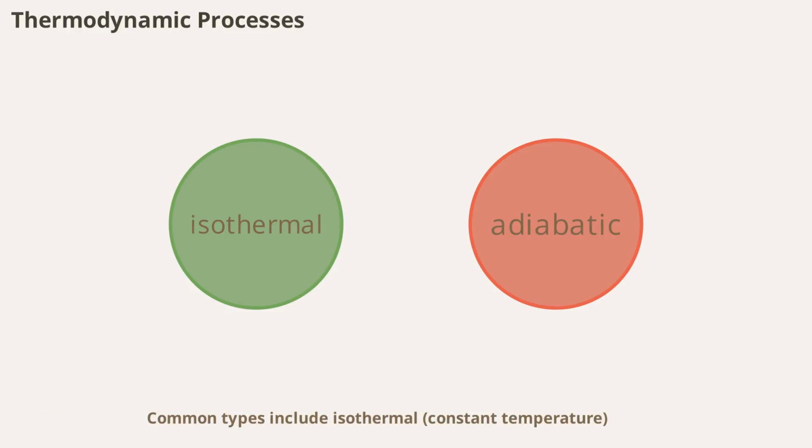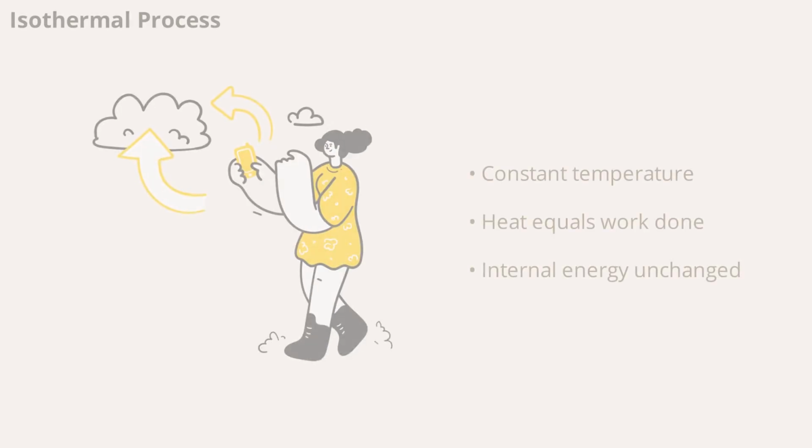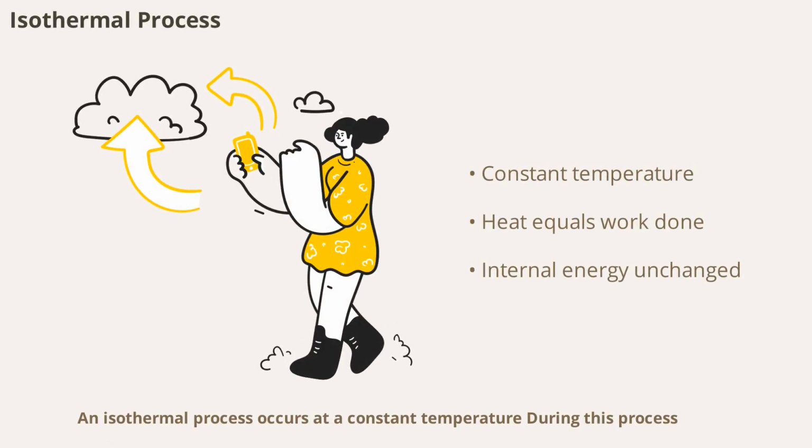Common types include isothermal (constant temperature), adiabatic (no heat exchange), isobaric (constant pressure), and isochoric (constant volume) processes. Each process has unique characteristics and equations, making them essential for analyzing real-world systems. An isothermal process occurs at a constant temperature. During this process, any heat added to the system is used to do work, and the internal energy remains unchanged.